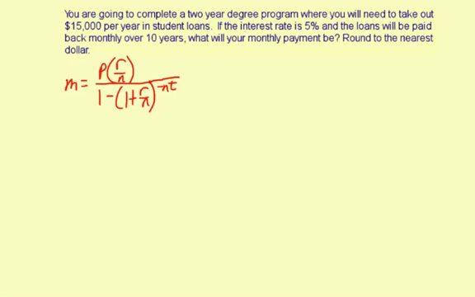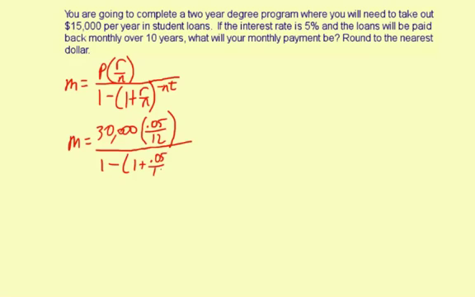Okay, so let's substitute everything that we know. M is what we're trying to solve for. The principal amount is $15,000 per year, but it's a 2-year program, so the principal is actually going to be $30,000. And then the interest rate is 5%, so we'll put 0.05 for that. And N, it's a monthly payment, so 12 for N. Then divided by 1 minus 1 plus R over N again, so 0.05 divided by 12, to the negative 12, and then T is 10, the 10 years.